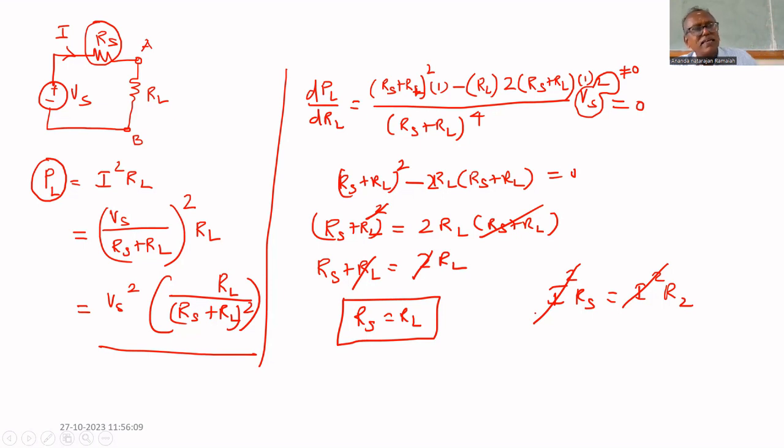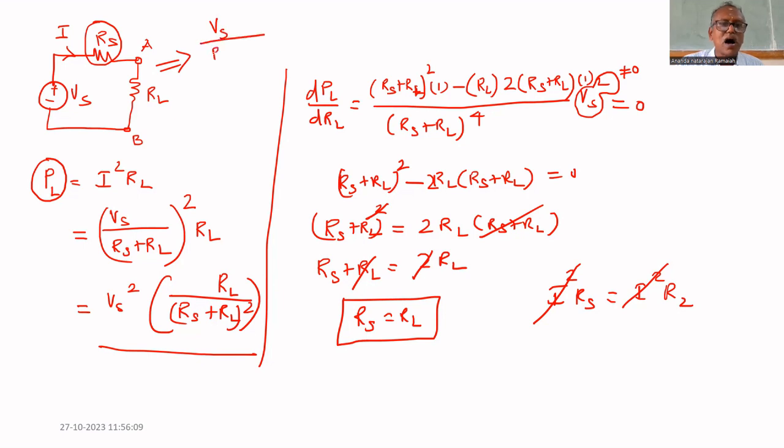That concept, in another way, is the maximum power transfer theorem. Suppose I am having a circuit like this. What is the maximum power in a circuit? In this circuit, what is the maximum power? RS equal to RL. Therefore, what is the formula for power?